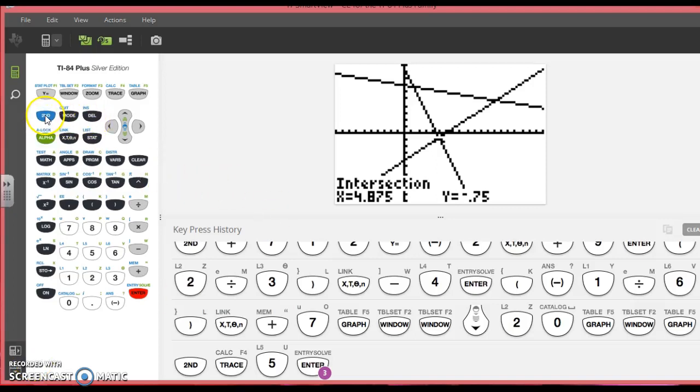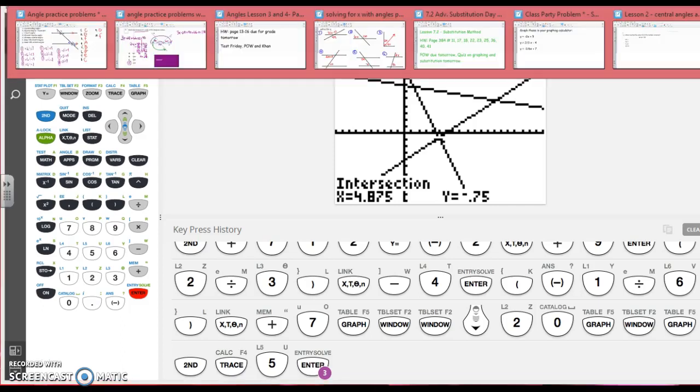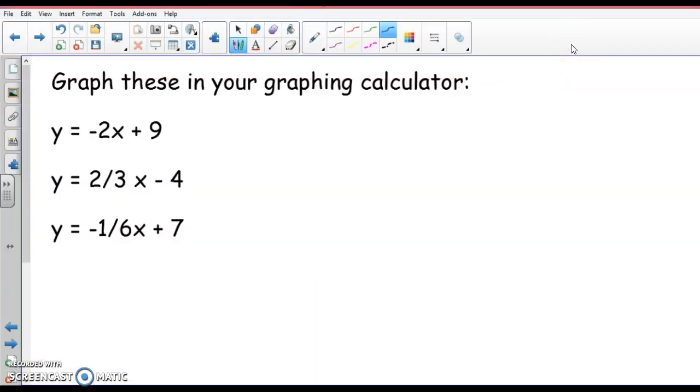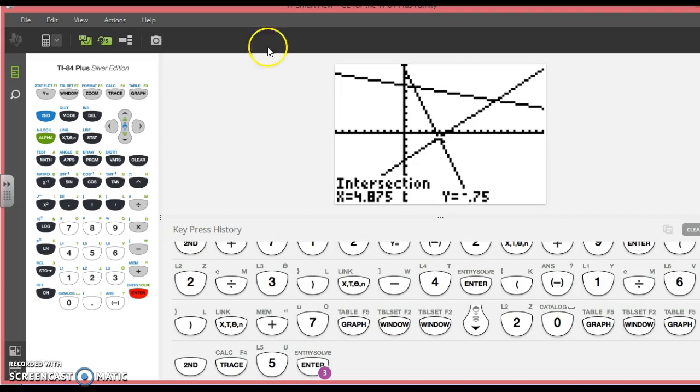So we've entered these 3 lines. And Audrey, or whoever's watching this, pause this right now, go into your graphing calculator and enter these 3 lines. And then set your window so you can see all 3 points of intersection. All right, now I'm going to go back to my calculator.